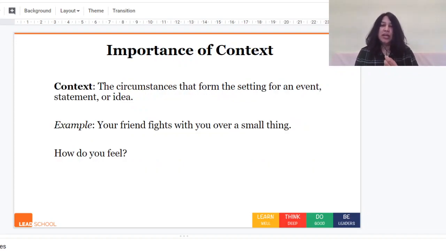So first let's look at the meaning of context. It is the circumstances that form the setting for an event, statement, or idea. So let's take an example. Your friend fights with you over a small thing. How do you feel?